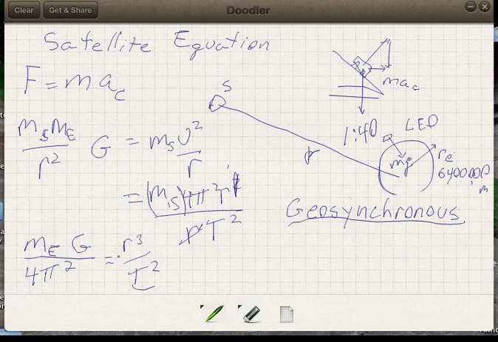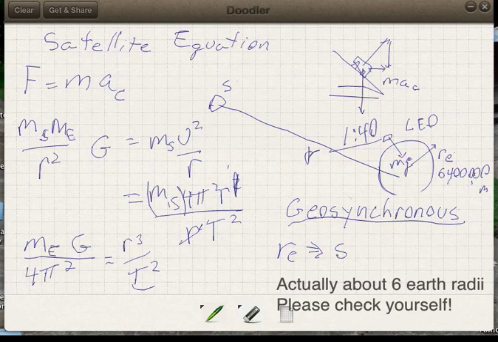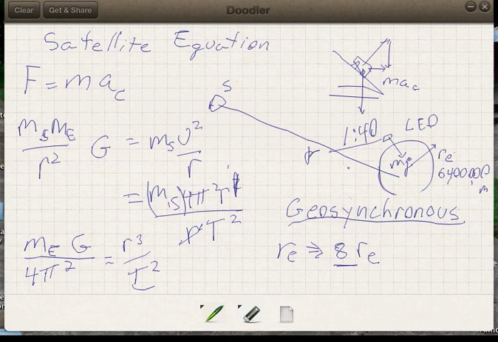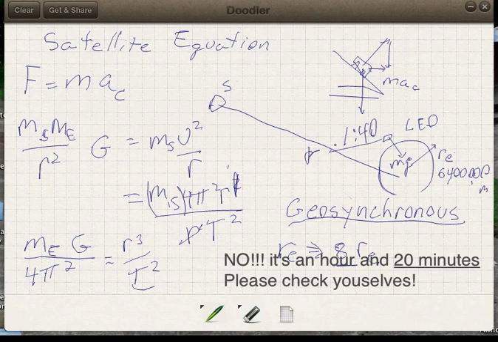And so using this ratio, we can compare these two. This is at a distance of 1 Earth radius, at about 18 times a day. And geosynchronous orbit requires that we go out to about 8 Earth radii in order for the period to go from about an hour 40 to 24 hours.